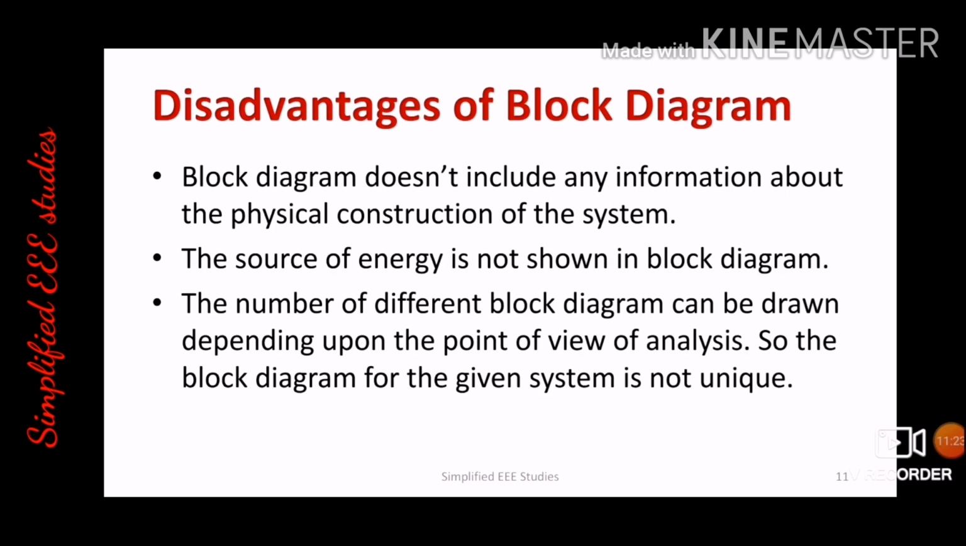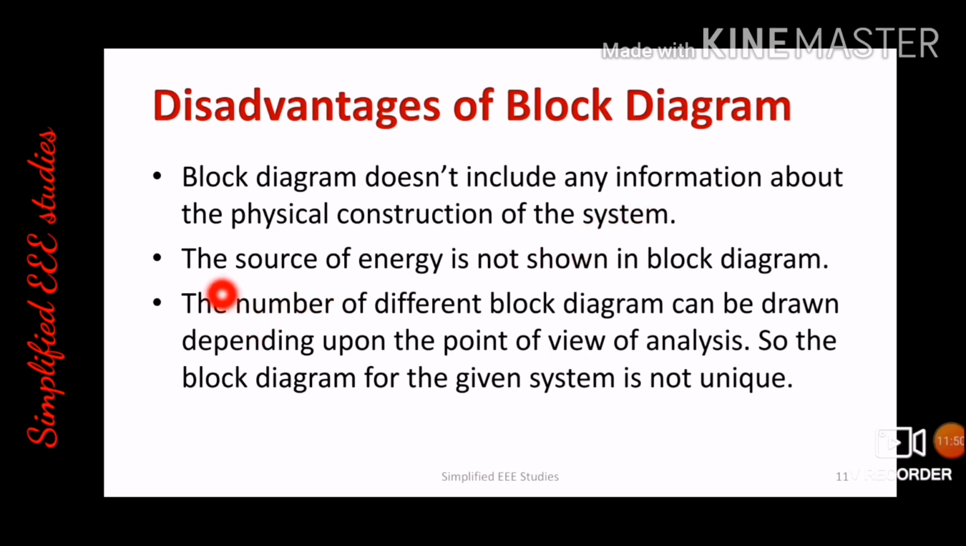Now let us figure out the drawbacks of the block diagram. The block diagram has the following drawbacks. The first drawback is that the block diagram doesn't include any information about the physical construction of the system. That is true. The system may be either an electrical system or a mechanical system or a pneumatic system, but if you look at the block diagram, we never come to know what type of system is employed there. That is the main drawback.